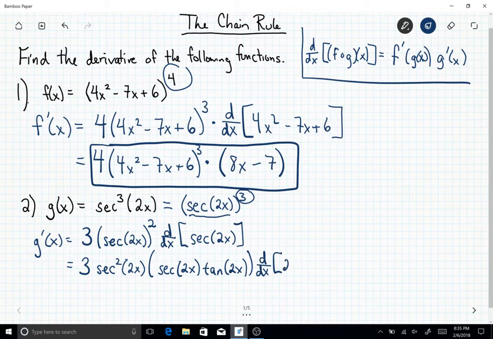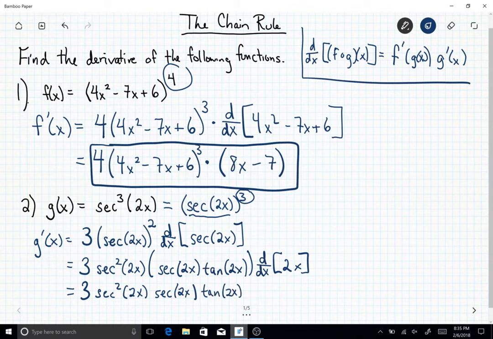So notice we've used the chain rule multiple times in a problem, and that can happen. We can use the chain rule as many times as necessary. So the derivative of 2x, hopefully that'll be a little bit easier. Notice we have 3, and I'll not simplify just yet. Secant squared 2x, and you don't have to simplify. Sometimes it looks nicer. You saw the previous one, we didn't really simplify too much. So we have secant 2x, tangent of 2x.